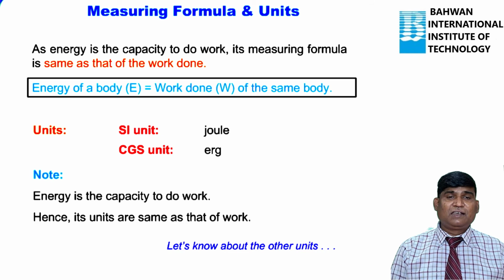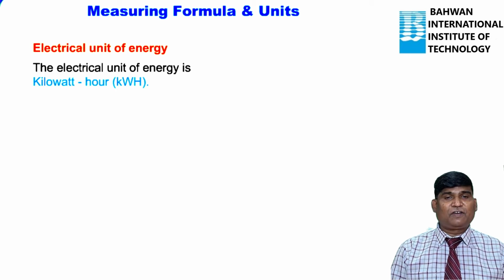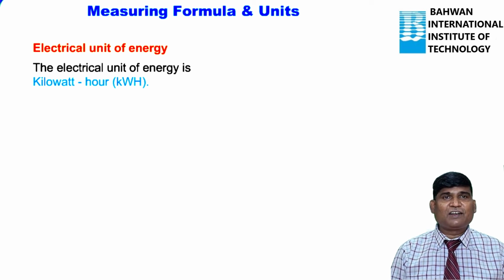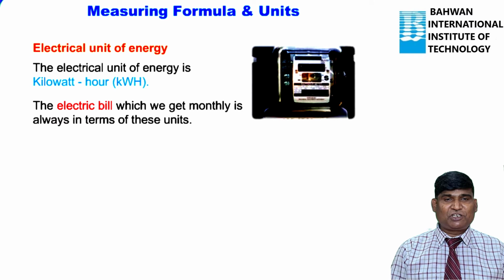Now we'll see some other units. What are the other units we use in our day-to-day life to measure energy, especially electrical energy? What is the electrical unit of energy? The electrical unit of energy is the kilowatt hour. Kilowatt hour is the energy unit we use. This is called the commercial unit, right? It is what appears in the electric bill we get monthly.